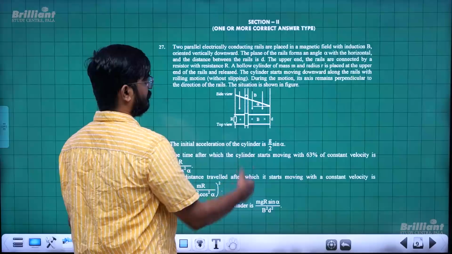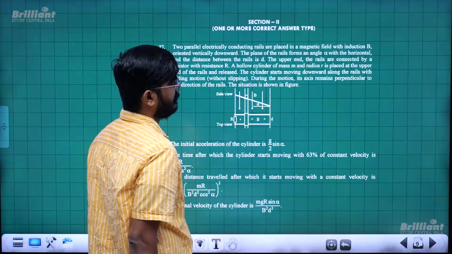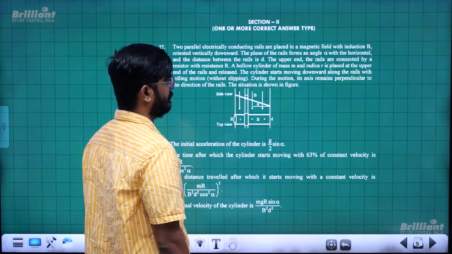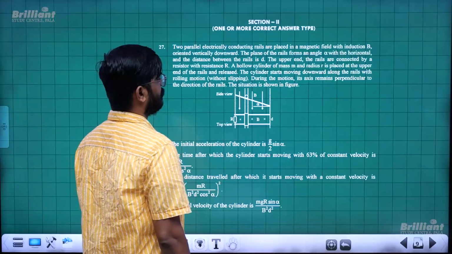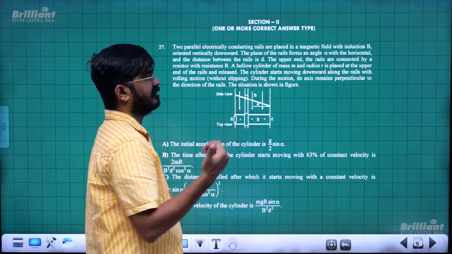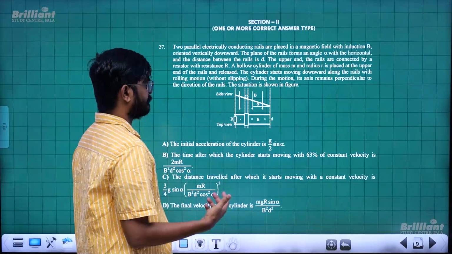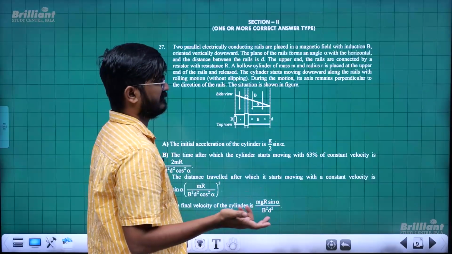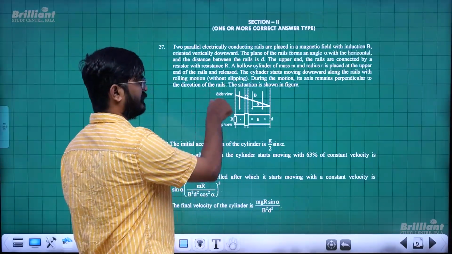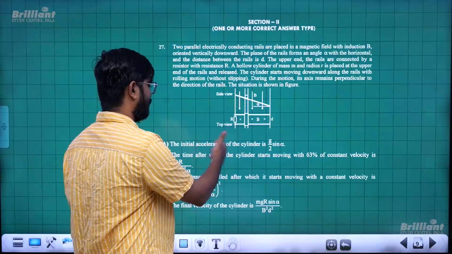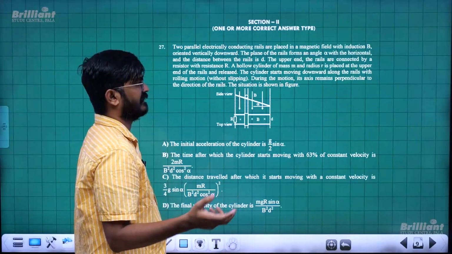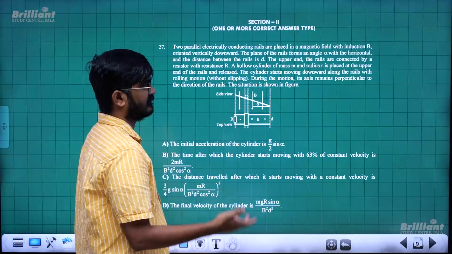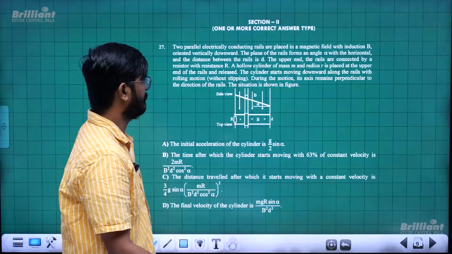EMF. See, the magnetic field is not time varying, so there won't be an induced electric field, there will be only motional EMF. But initial velocity is 0, so there is no motional EMF. So it looks like a normal rolling question where you can write torque equals I alpha about the bottommost point and get this acceleration, which you would have done in the class. Pure rolling acceleration is going to be g sin theta by 1 plus beta.